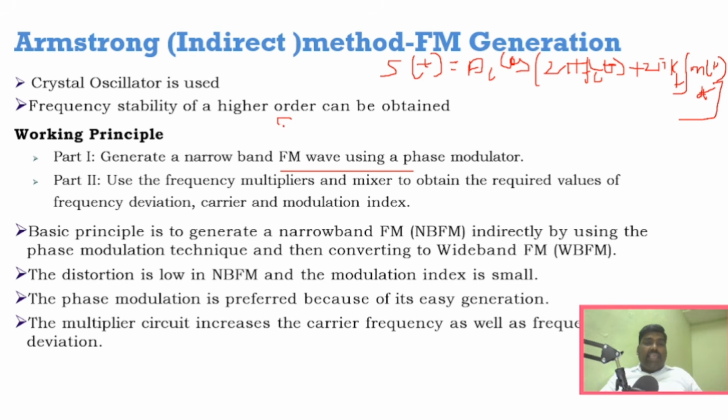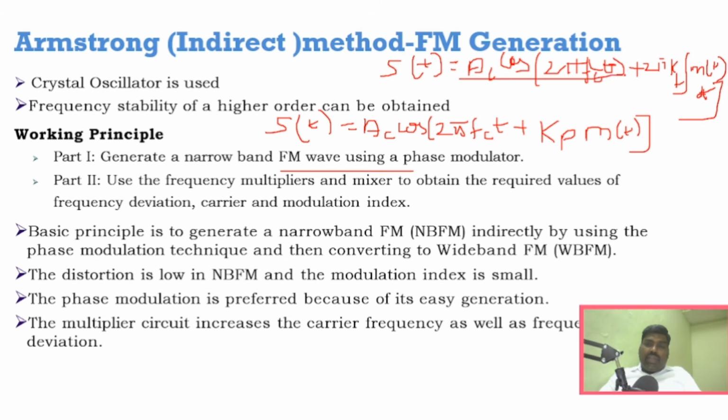Similarly, we can write the standard equation for PM wave, which is Ac cos(2 pi fc t + kp m(t)). So if you see these two expressions, it is more or less the same. You can see everything is the same. The only part is this one. This is different and this is different.